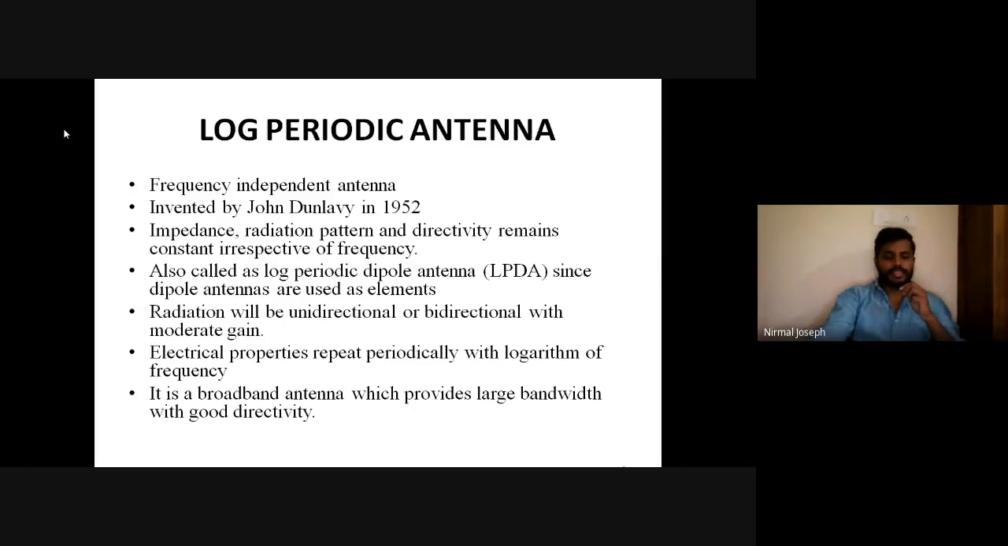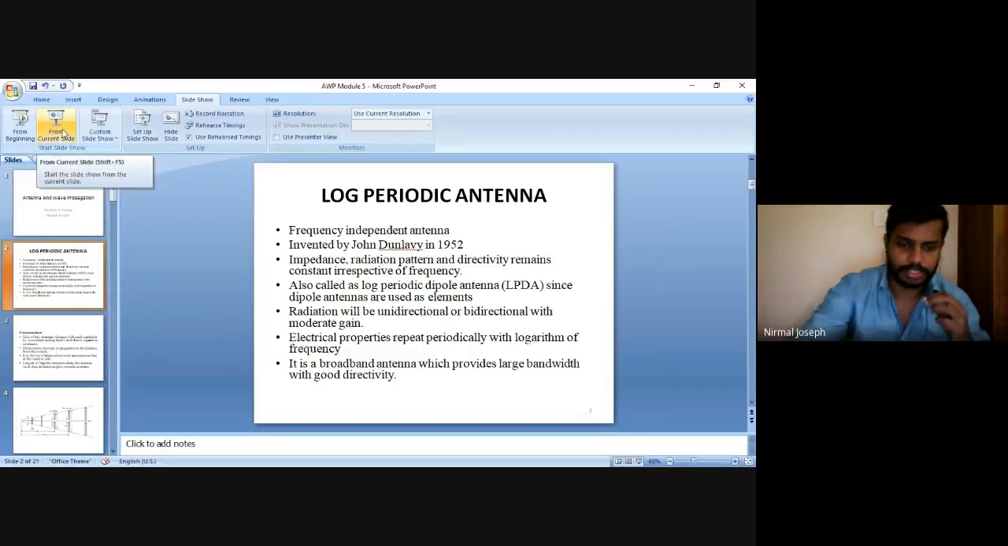Okay, and it has good directivity. It will have a good directivity also. So these are the basic points you have to remember about this log periodic antenna.